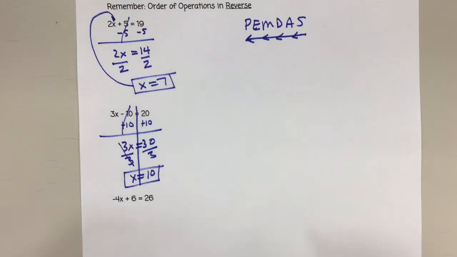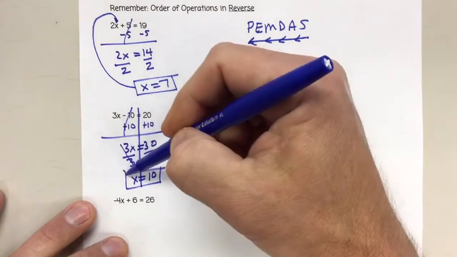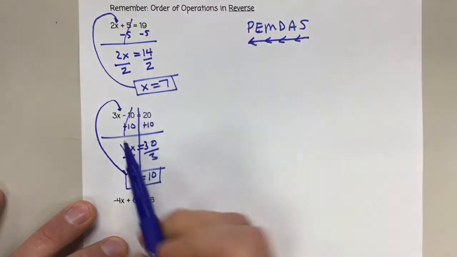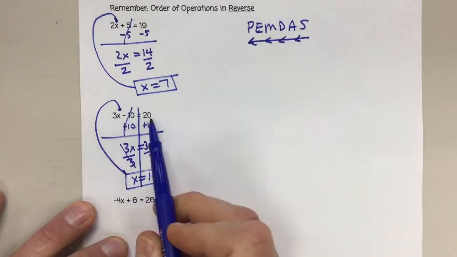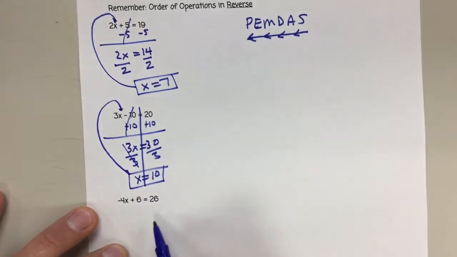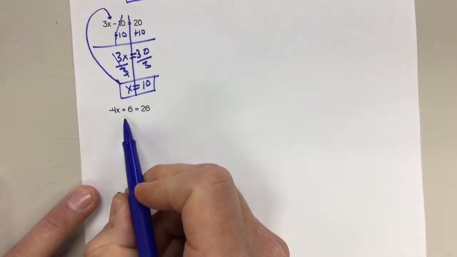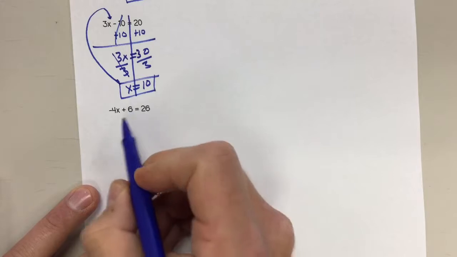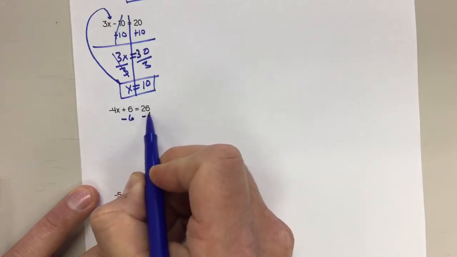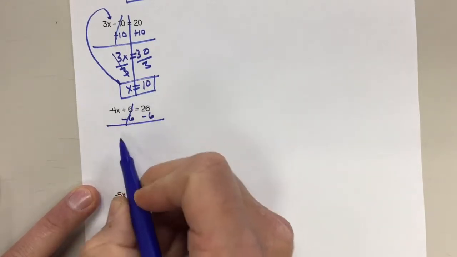And again, you can check your answers. If you plug the 10 up here for x, it'd be 3 times 10 is 30, minus 10 is 20. And I know I'm right. Here's another example. Again, I'm going to get rid of addition or subtraction first, so the plus 6 I will get rid of by subtracting 6 from both sides.